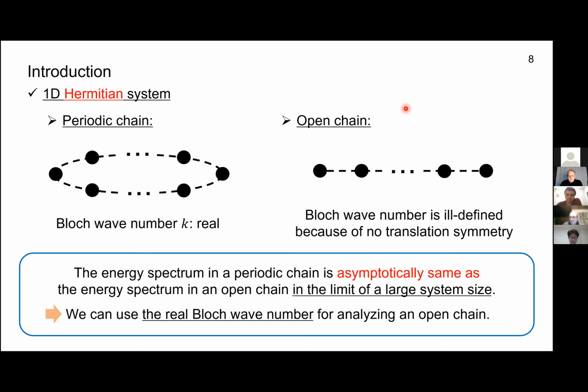In fact, the energy spectrum depends on the boundary conditions, periodic boundary condition and open boundary condition. However, in both cases, the wave function in the periodic chain behaves similarly to that in the open chain. This is because in the Hermitian system, the wave function extends over the whole system. So this is why the asymptotic behavior of the system in the limit of large system size is the same in both cases.